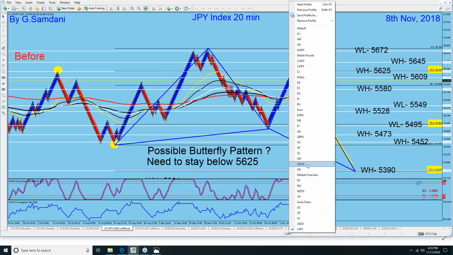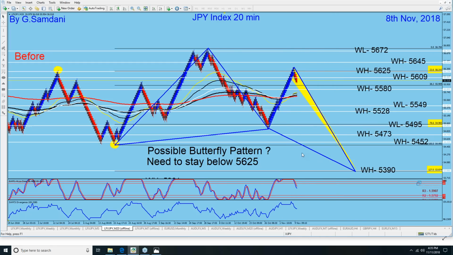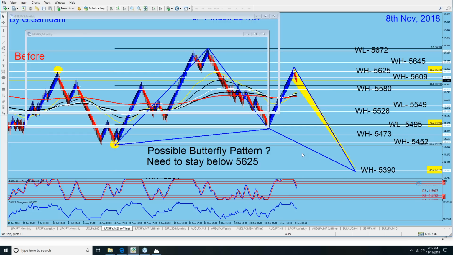If this is what yen is going to do, pound yen is a very good pair to trade for this week.